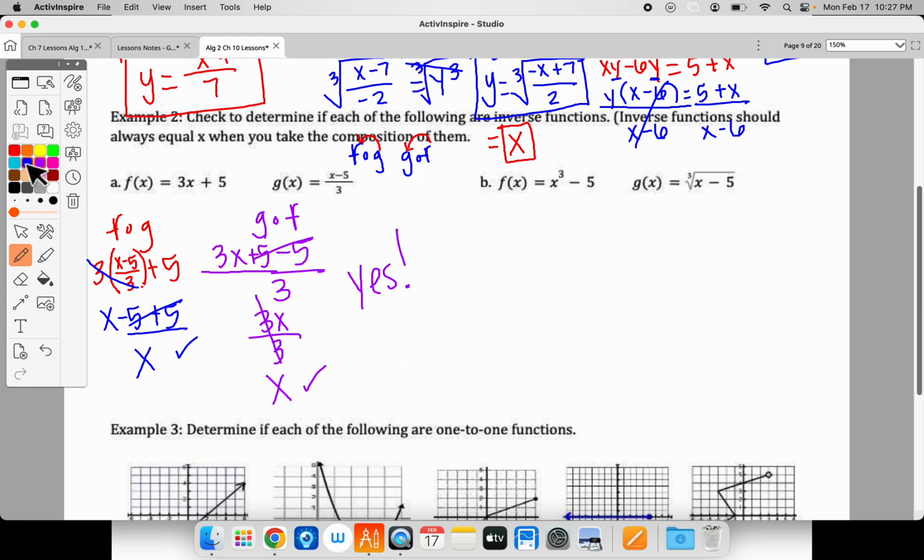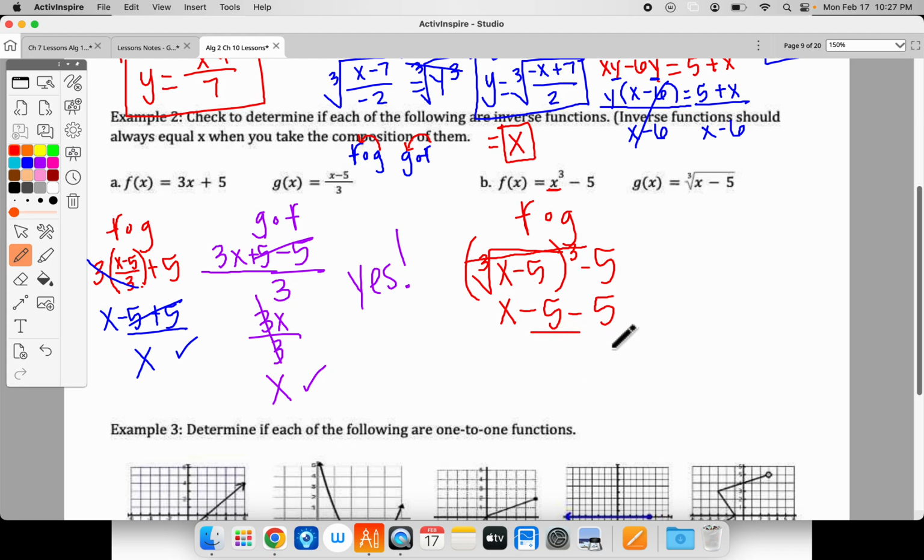Okay, for B, if I check f of g and g of f. So for f of g, I'm going to take the F equation, but instead of x, I'm going to plug in the G equation. So that's all x, and then cubed minus 5. Cubed and cube root, those are opposite, so they cancel. That leaves me with x minus 5 minus 5. And then negative 5 minus 5 is negative 10. That doesn't simplify any further, so that does not leave me with x. So these would not be compositions.